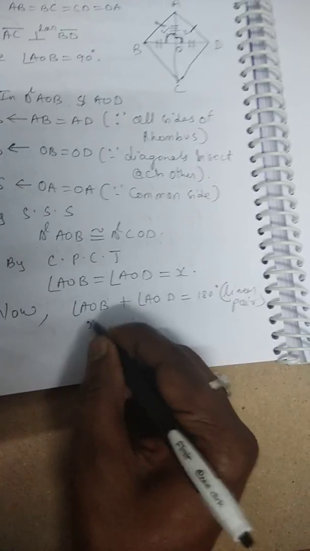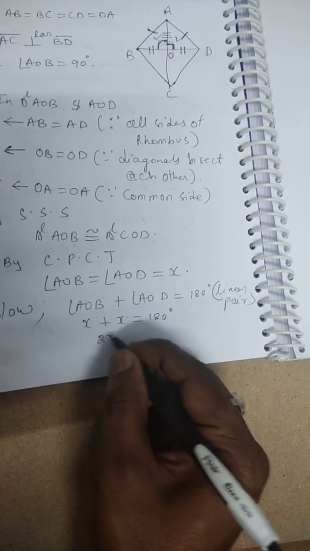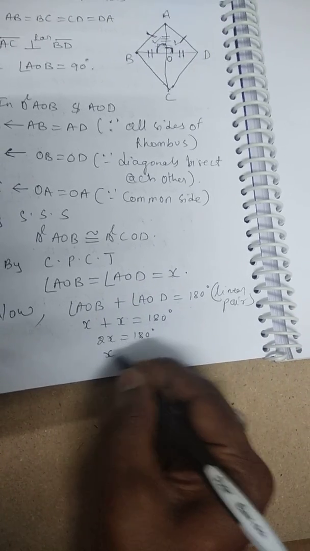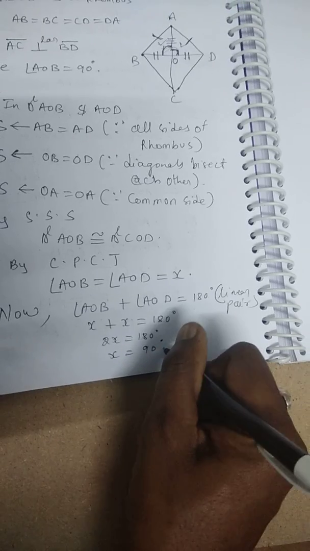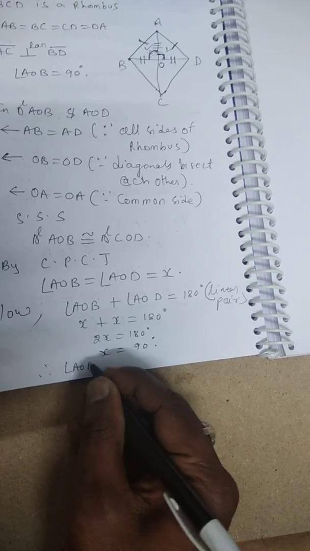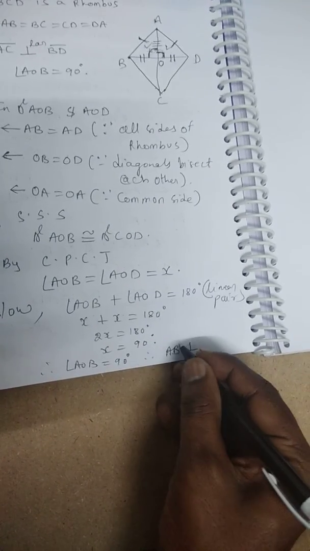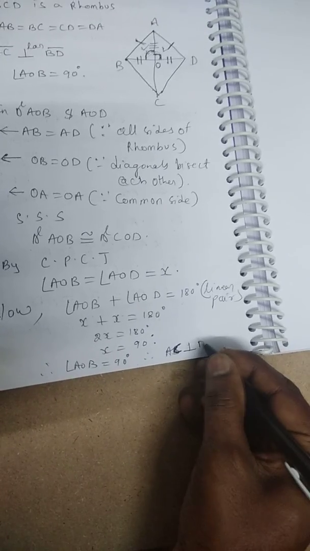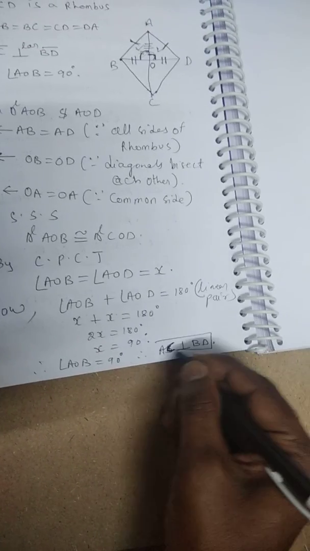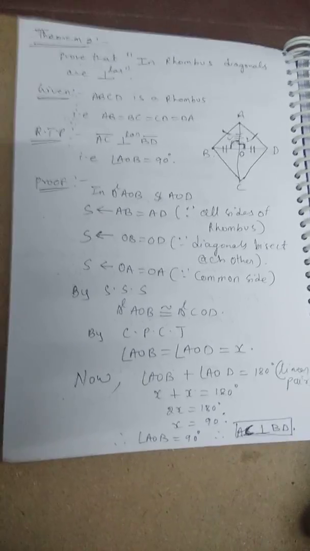So now x plus x is equal to 180. So 2x is equal to 180. x is equal to 90. So now this angle is 90. Therefore angle AOB is equal to 90 degrees. Therefore I can say that AC is perpendicular to BD. The diagonals are perpendicular, hence proved. So these are the related theorems of rhombus. Thank you so much.